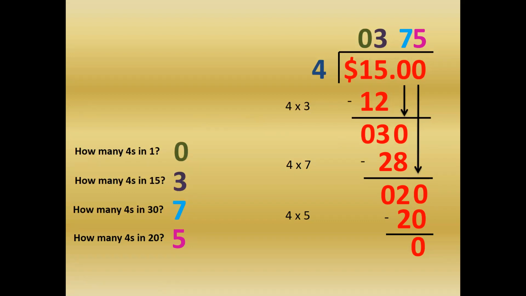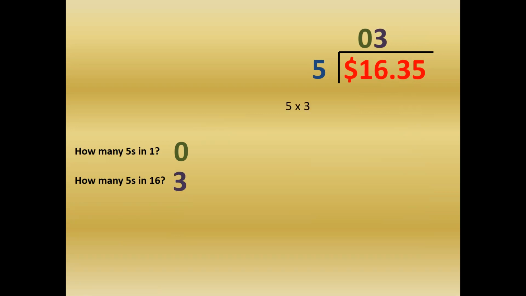So because we're doing money, we have to make sure that we have our dollar sign in front of our answer. And we have to make sure that we have our decimal point in the proper spot. So it's going to go directly above the other decimal point. So that means that $15 divided by 4 is equal to $3.75. Let's try another one together.